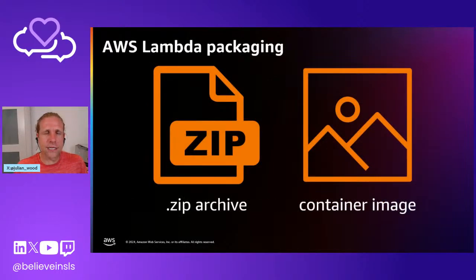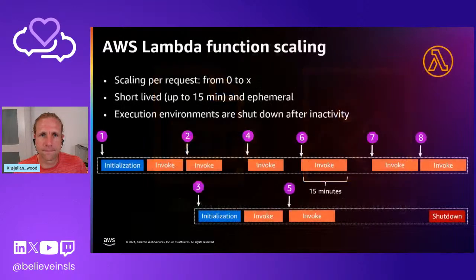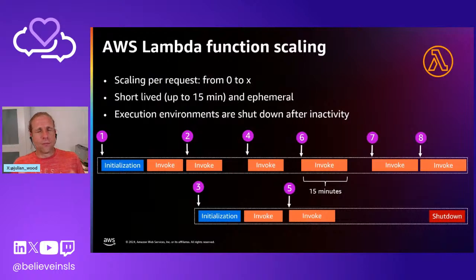And in terms of packaging, your Lambda functions can be packaged as a zip archive and also as a container image. So you've got some really good flexibility. So something that has come out recently, before I dive into some of the internals, is about Lambda function scaling. And Lambda function scaling is really cool because Lambda functions can scale up from 0 to a huge amount of function invocations. Lambda functions obviously run for up to 15 minutes and they're ephemeral.